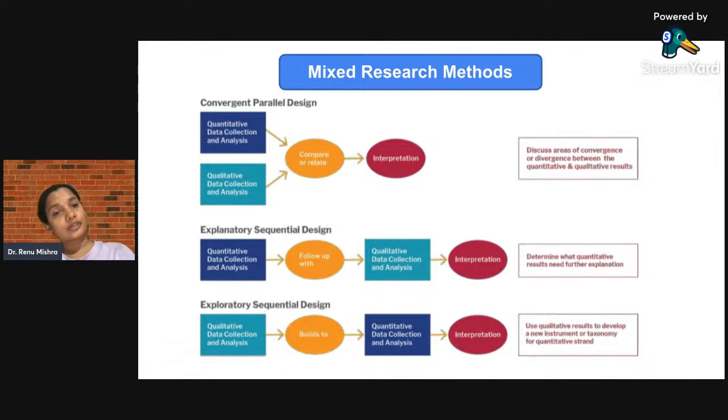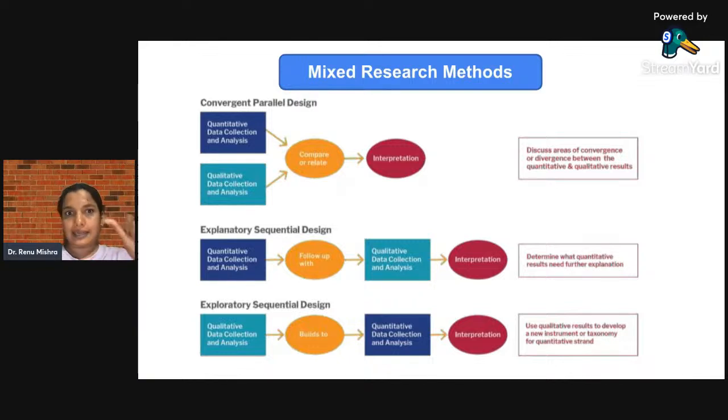So first is your convergent parallel design. Now here what you do is you collect the data in parallel. That means quantitative data is also being collected, qualitative data is also being collected. So quantitative data is how many times you are eating ice cream, and you are collecting it, analyzing it. Qualitative data is why you are eating ice cream, you are collecting the data and you are analyzing it. So both the data are being collected. If you want to compare it or you want to relate it, whatever the analysis needs to be done, you're doing it simultaneously.